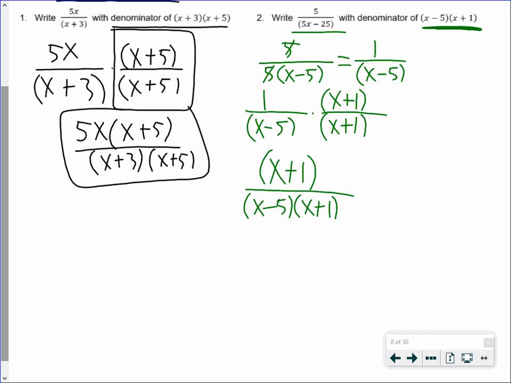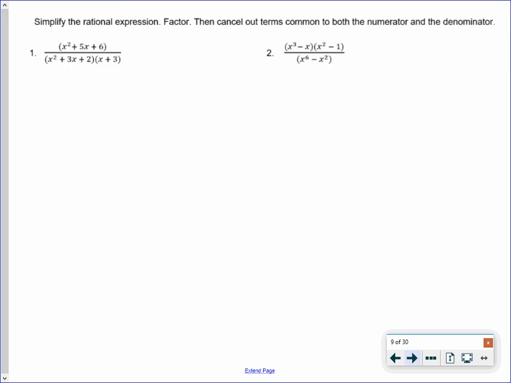For instance, on this last one we just did, we were missing an x plus 1 on the bottom. So we multiply the top and the bottom by the x plus 1 that we're missing. And that's how we get our new equivalent rational expression. So let's keep on going.